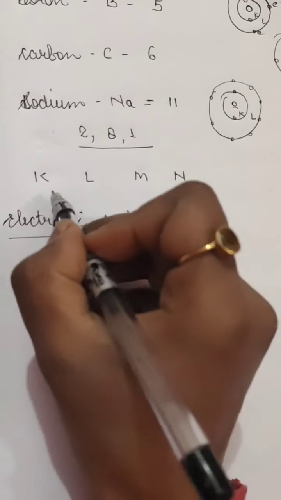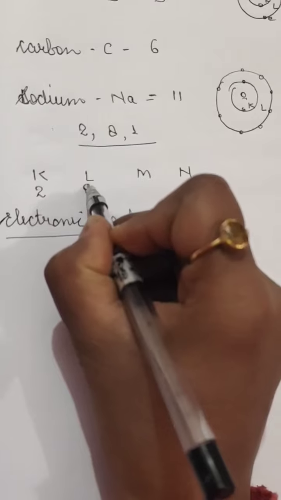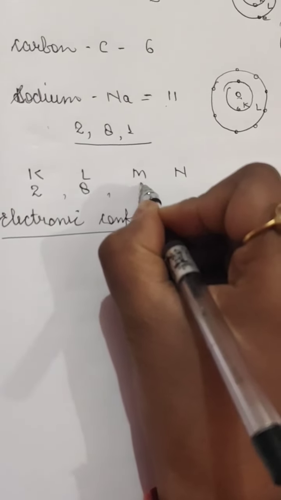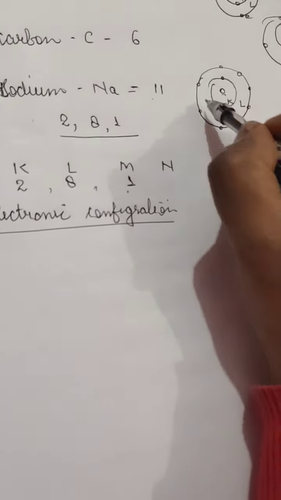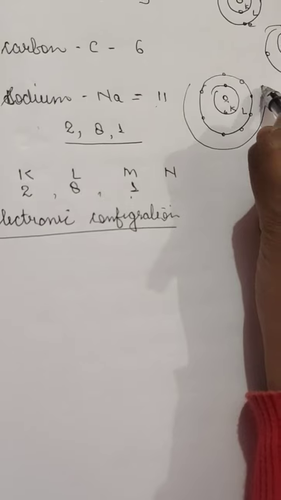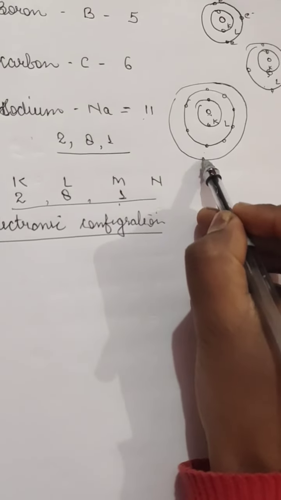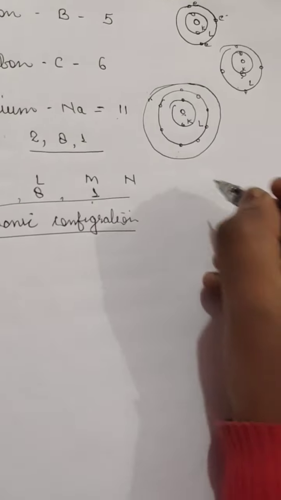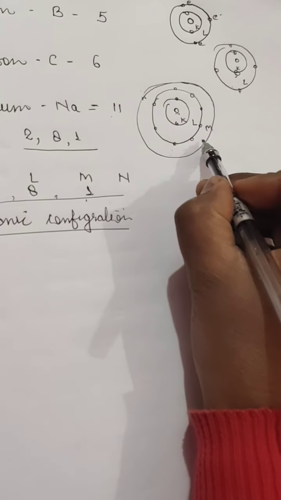Like for sodium, K has a maximum of 2, L has a maximum of 8. So when 2 and 8 are filled, now with 11, 1 is left, so it will be 1. That means only one electron is there in the outermost shell of sodium. So there has to be one more shell here. This is the electronic configuration and this is the atomic structure. So only one electron in the M shell.